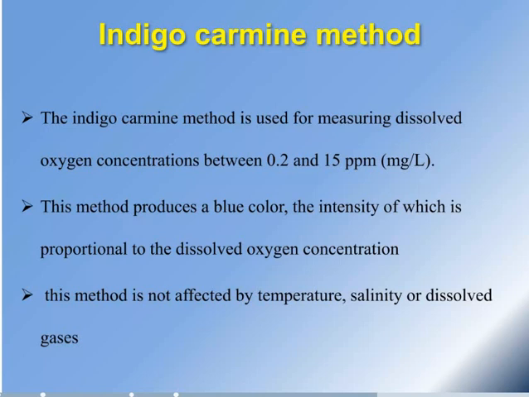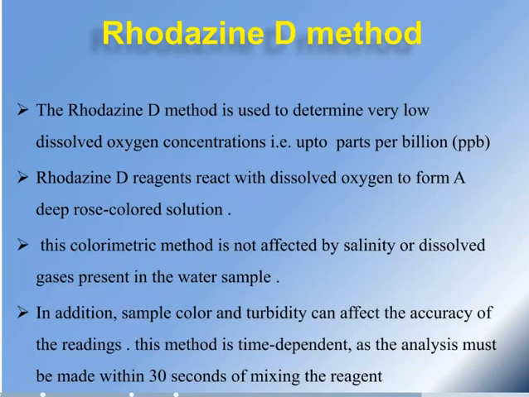Now, the Indigo Carmine method. What is this method? The Indigo Carmine method is used for measuring dissolved oxygen concentration between 0.2 to 150 ppm, milligram per liter. This method produces a blue color, the intensity of which is proportional to the dissolved oxygen concentration. This method is not affected by temperature, salinity, or dissolved gases.